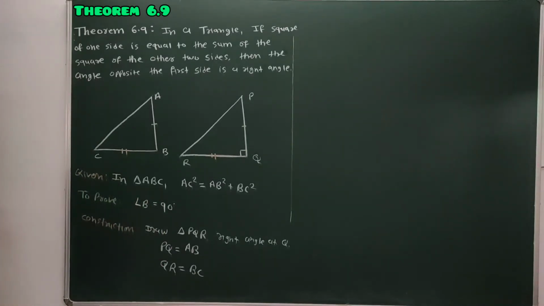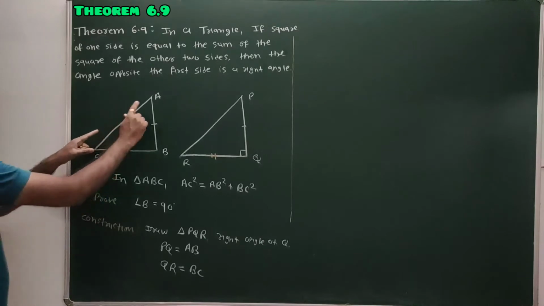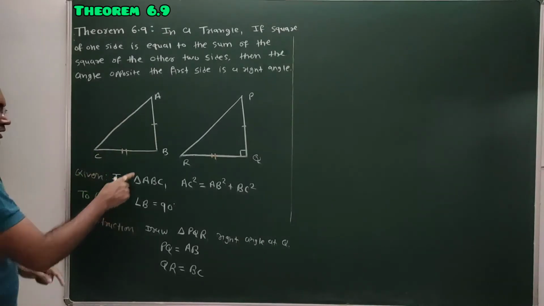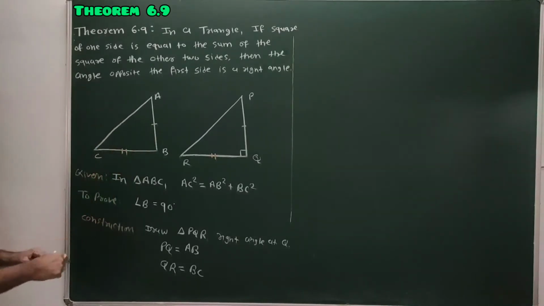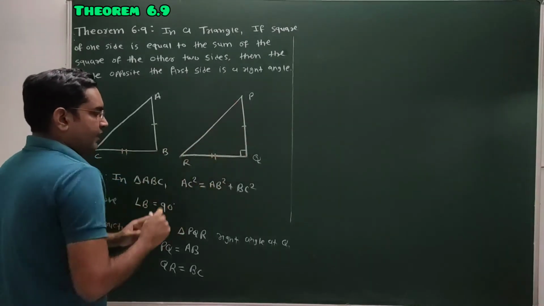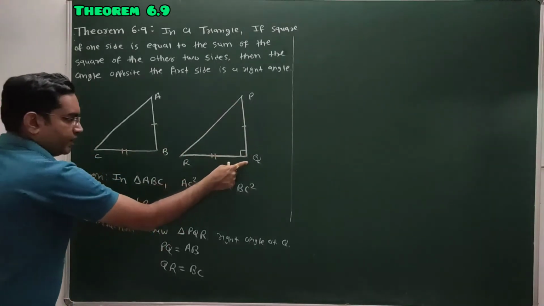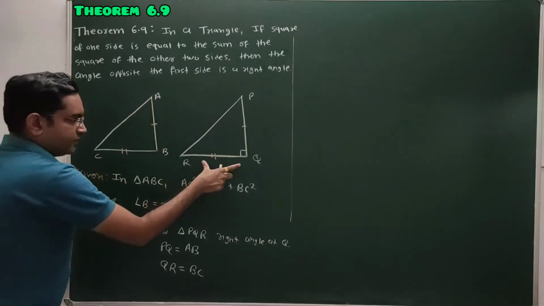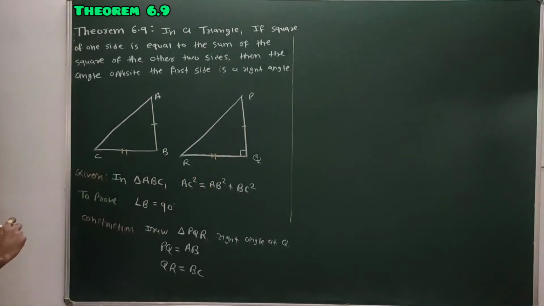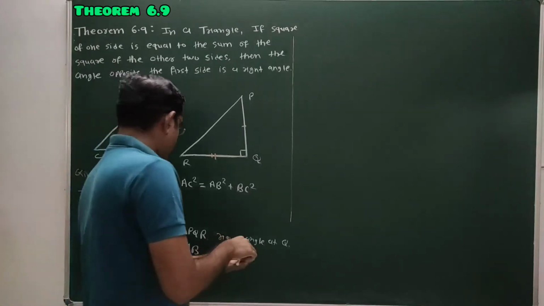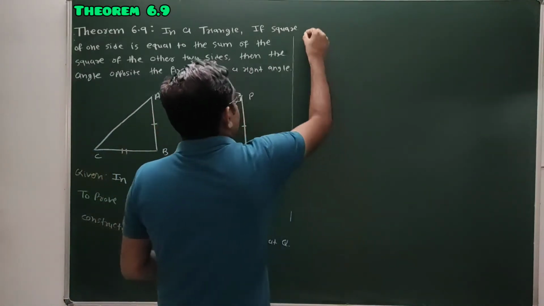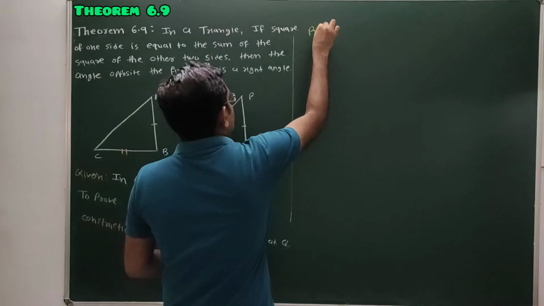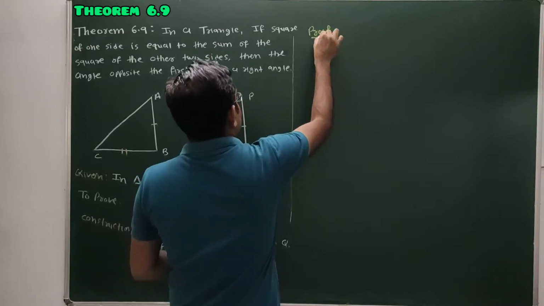Clear students? What have we done? Triangle ABC is given, we have to prove that this angle is 90 degrees, and for that we are drawing another right angle triangle in which the measure of angle Q is 90 degrees, the measure of this side is equal to AB, and the measure of side QR is equal to BC. Now let's start with the proof of this theorem.